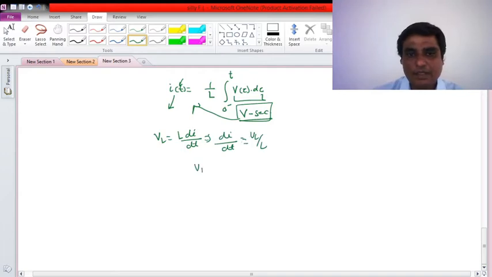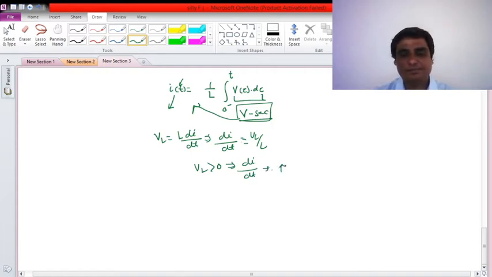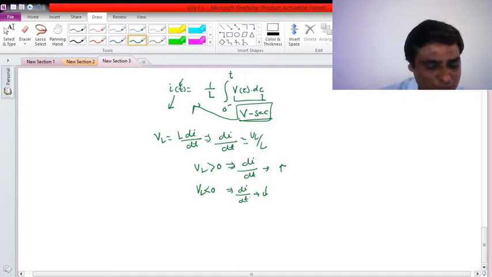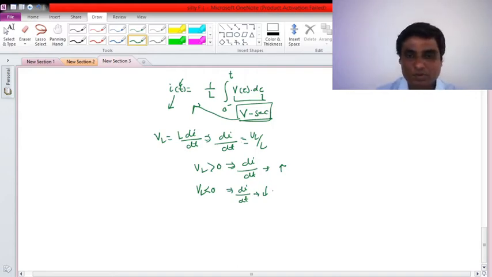And if VL is positive, what will happen to the rate of change of current? It will increase, or the current will rise, right? It will increase, meaning the slope is positive. Whereas if VL is less than 0, what will it be? Your rate of change will decrease. Okay. So here the slope is positive, that's why it is increasing. Here the slope is negative, that's why it will decrease. Okay. Means for this much volt second I needed to establish this current.